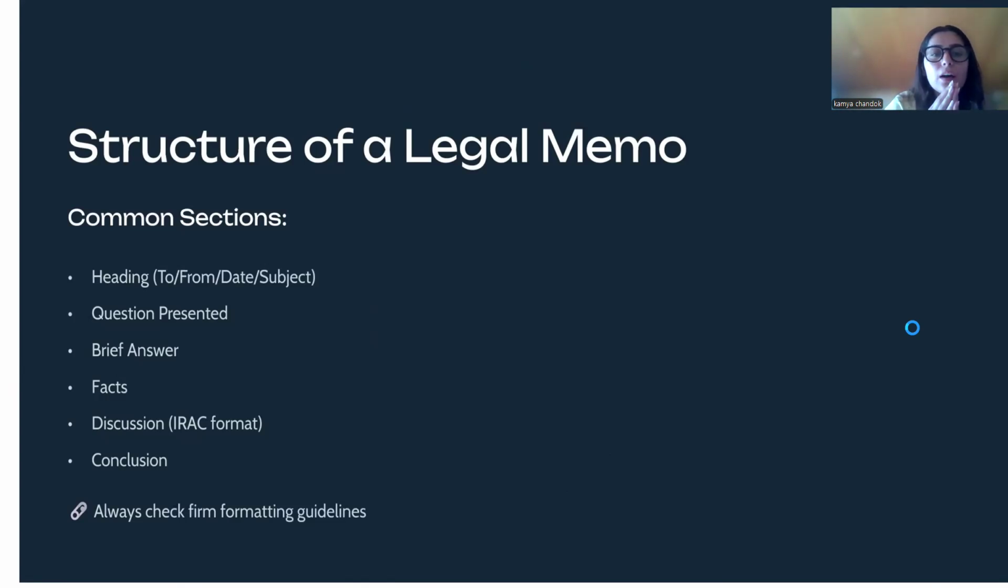Then are your facts, which is a neutral statement of the key facts. Then is discussion. This is the heart of your memo, where you use the IRAC method to break down the law and the facts. And lastly, you have conclusion, which is a final restatement of your answer. One tip I'll give you here is always check your law firm's formatting guidelines before submitting a memo. Whatever structure they're following in terms of a memo, you must always follow that.